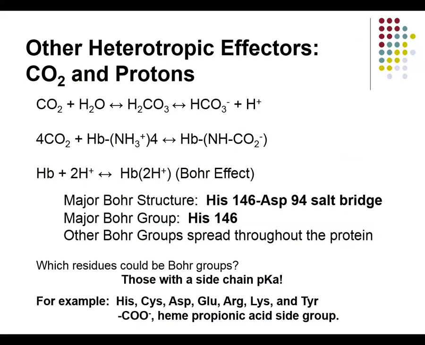But the other important point that you need to remember is that hemoglobin also acts as a buffer within the red blood cell, and all the cysteines and all the histidines are most likely to play an important role in the buffering capacity because their pKa's are near physiological pH.